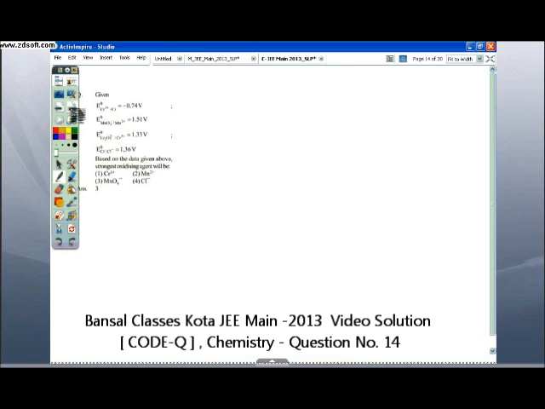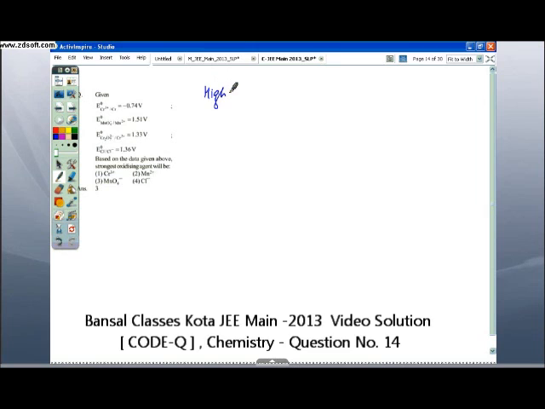Given E0 Cr3+ to Cr is minus 0.74 volt. E0 MnO4- to Mn2+ is 1.51 volt. E0 Cr2O7 2- to Cr3+ is 1.33 volt. And E0 Cl2 to Cl- is 1.36 volt. Based on the data given above, the strongest oxidizing agent will be. So, these values are standard reduction potential data.